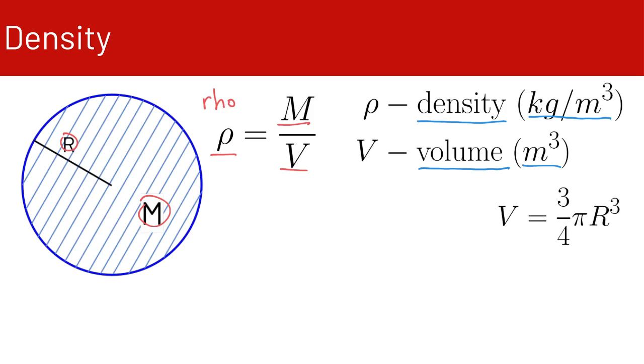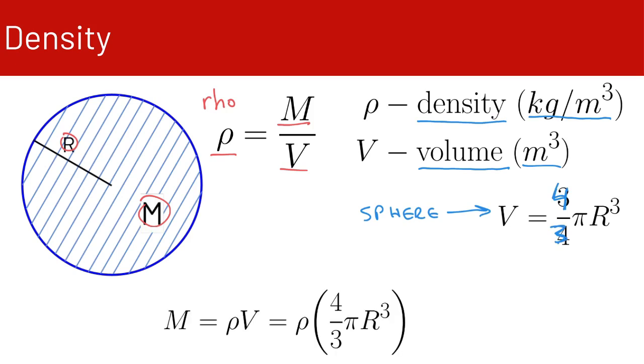So the volume of a sphere is 3/4, actually that should be 4/3, sorry, that's a typo, 4/3 pi r cubed. So that's the volume of a sphere. So if we wanted to solve for mass, we end up with rho times V. So that's density times the volume. And if we're talking about the volume of a sphere, we have rho times 4/3 pi r cubed.